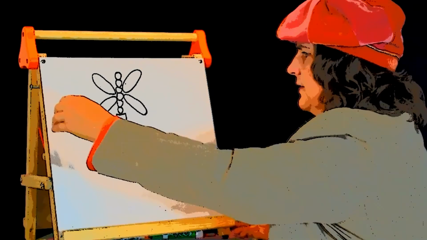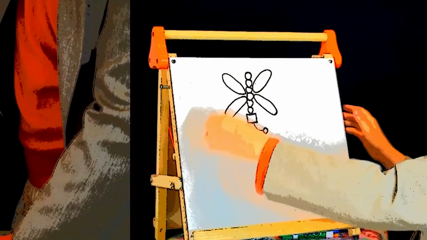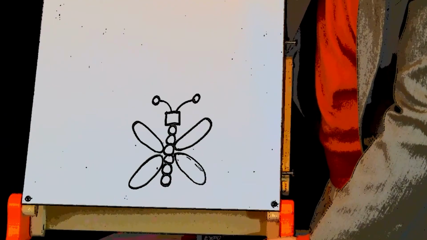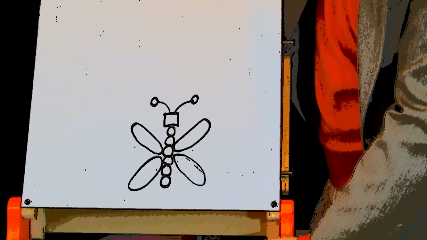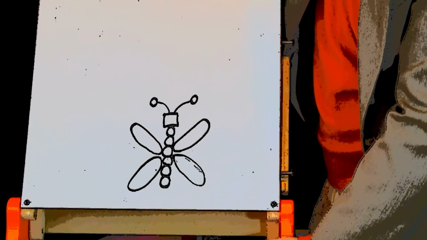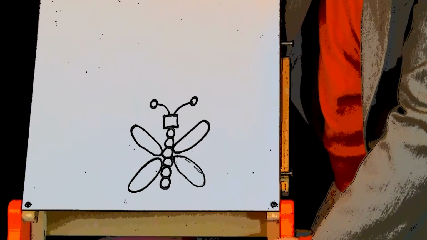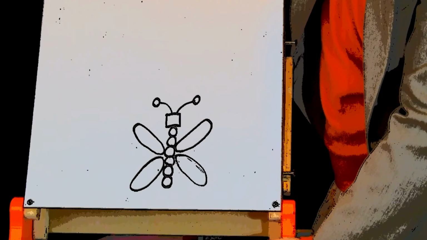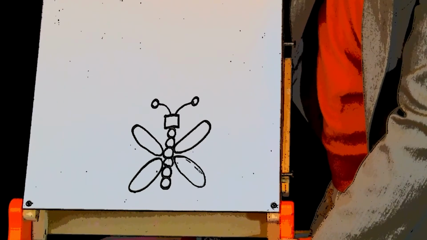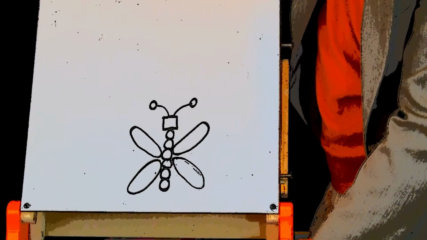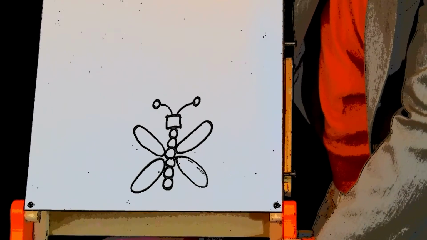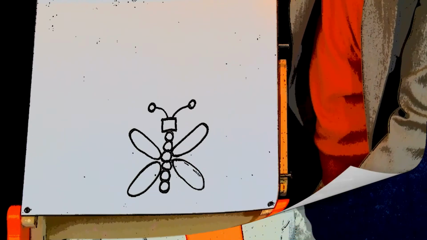But what if I turn my easel upside down? So once we have turned the easel over, what do you see? You should see a butterfly. You may not have seen that when we were drawing it upside down, but once we turn it the right side up, it is a butterfly.